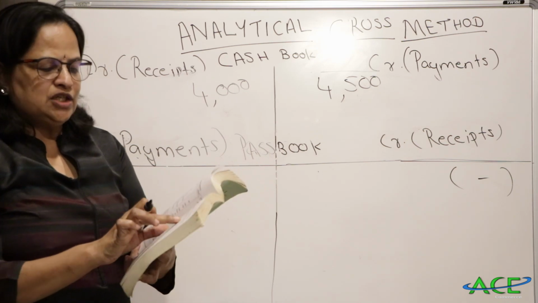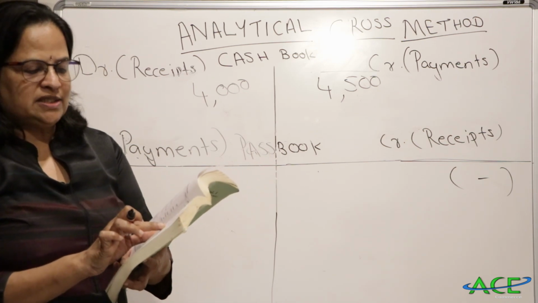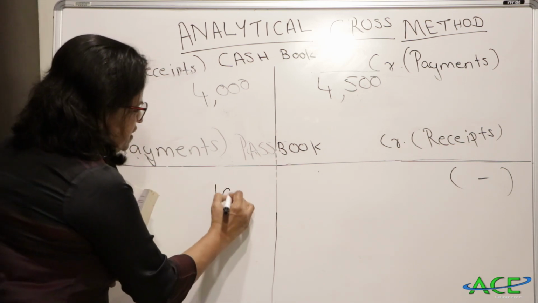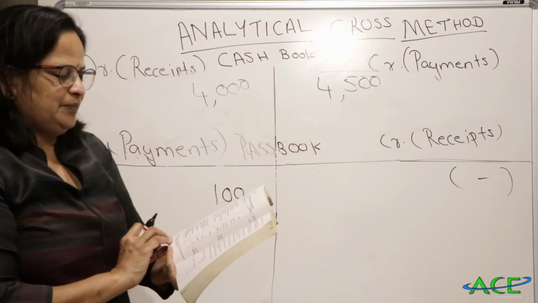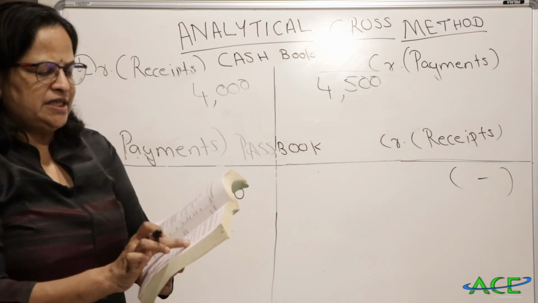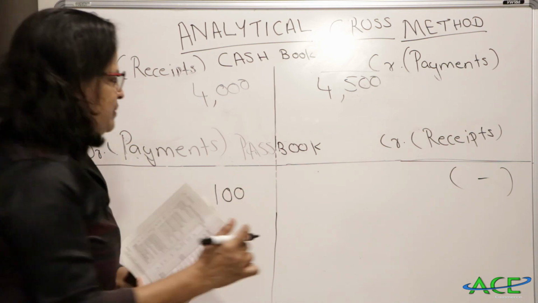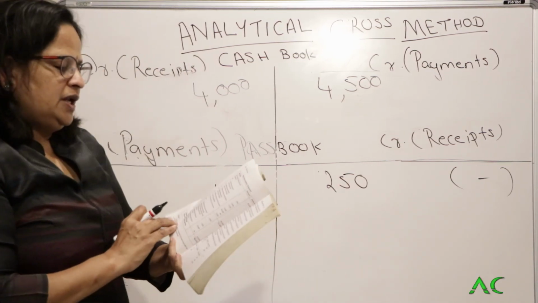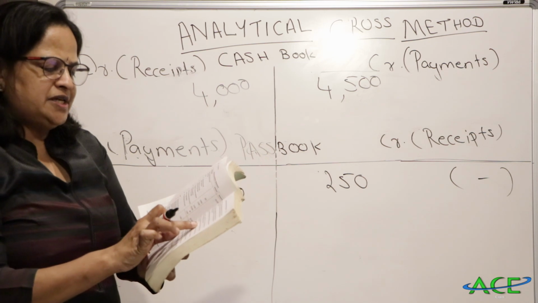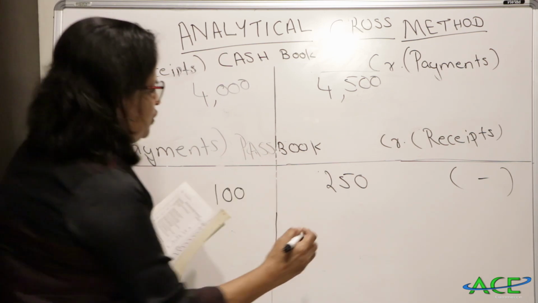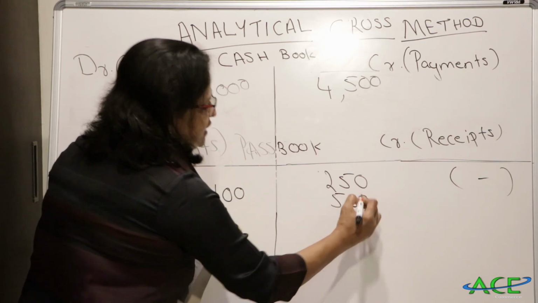Next, rupees 100 as bank charges, and the entry appeared only in the passbook. So here it will come 100. Next, the passbook also showed a credit of 250 as interest on government securities collected by the bank. So it's income in the passbook, 250. Now one customer paid 500 directly into the bank account and it is recorded only in the passbook. So here it will come 500.